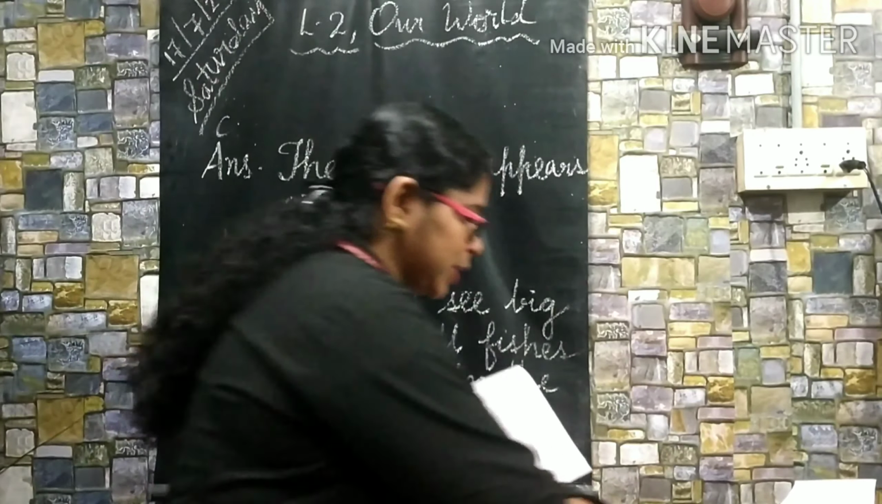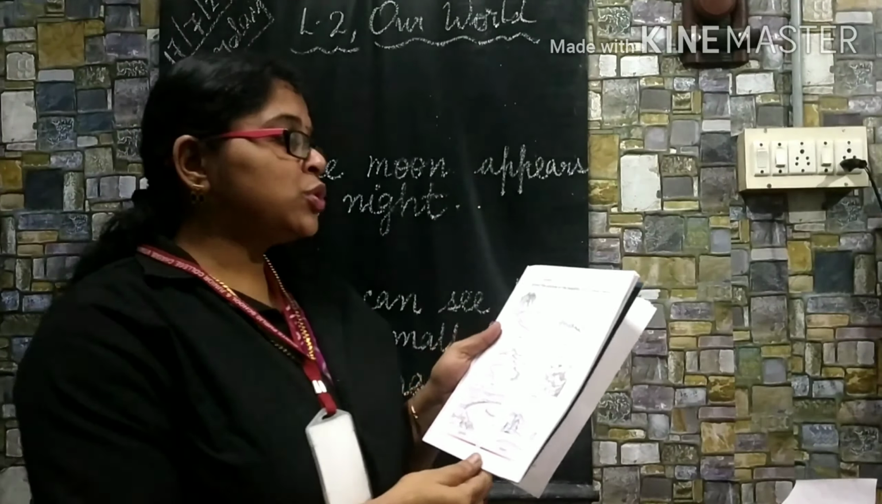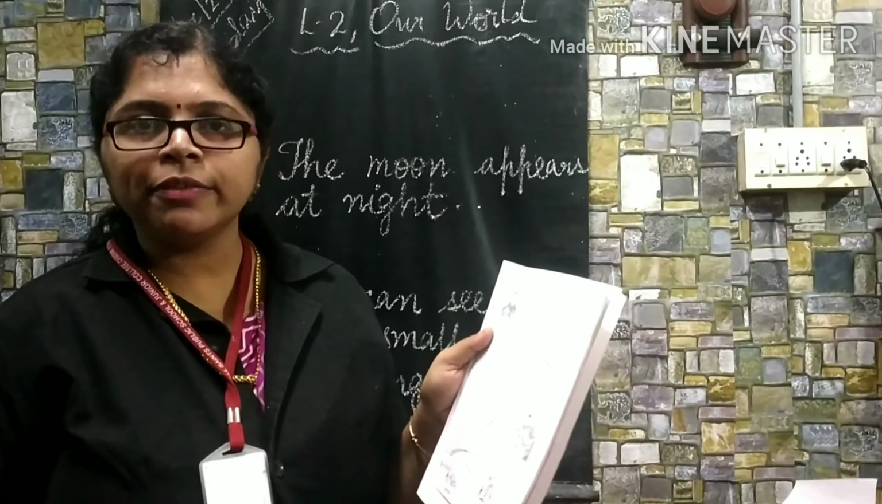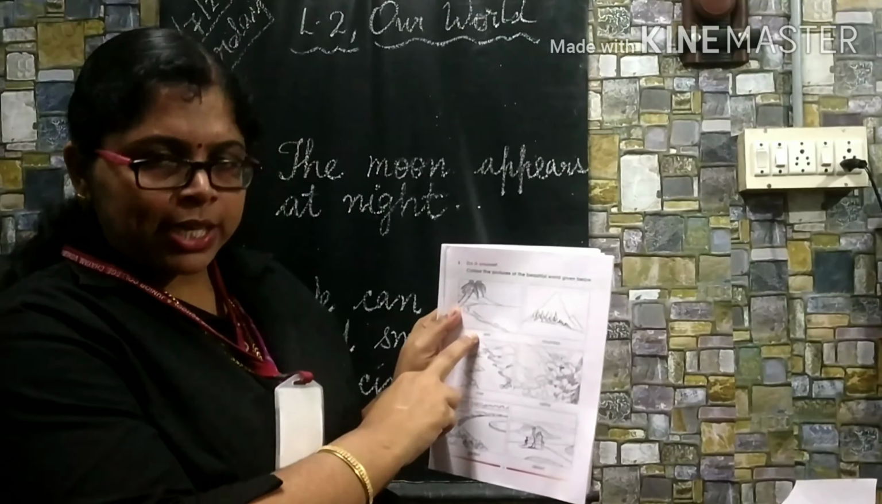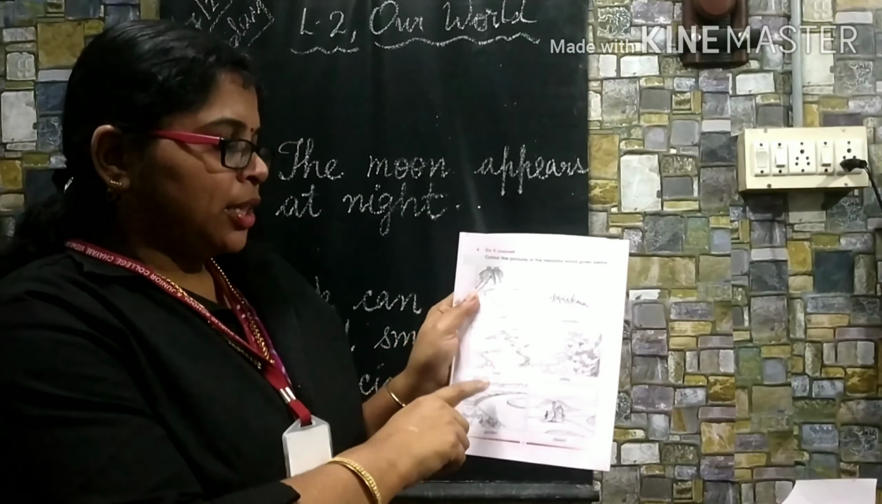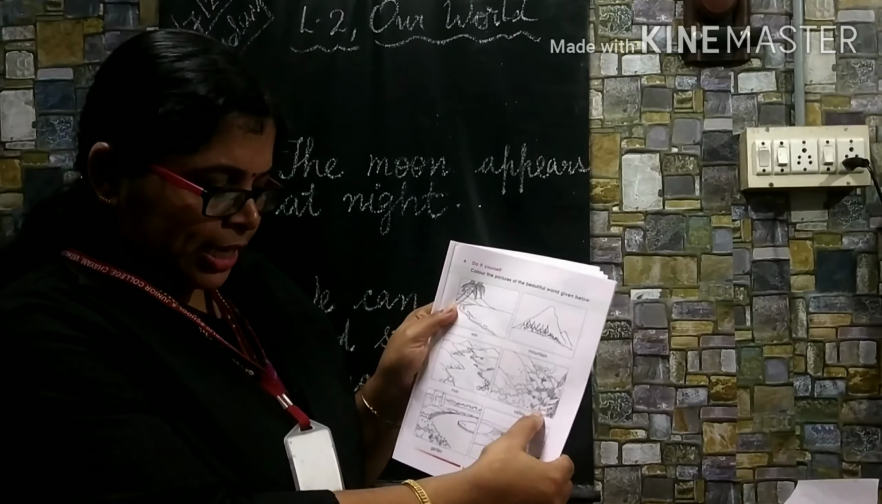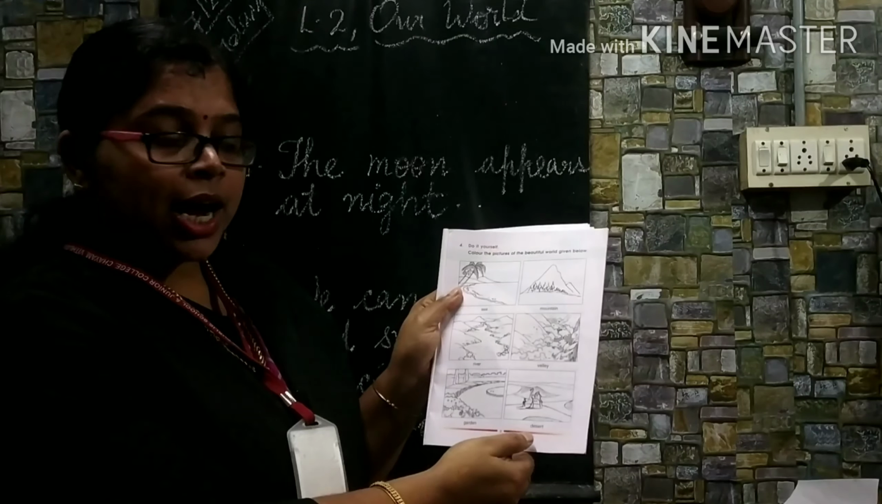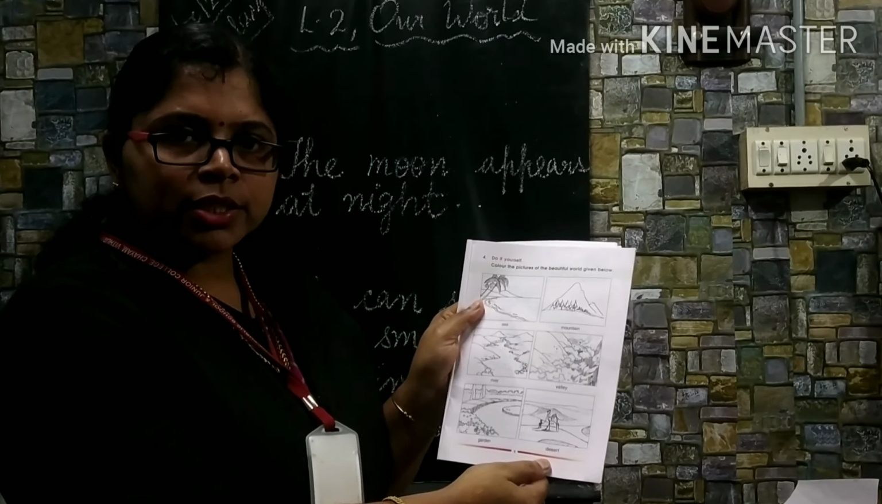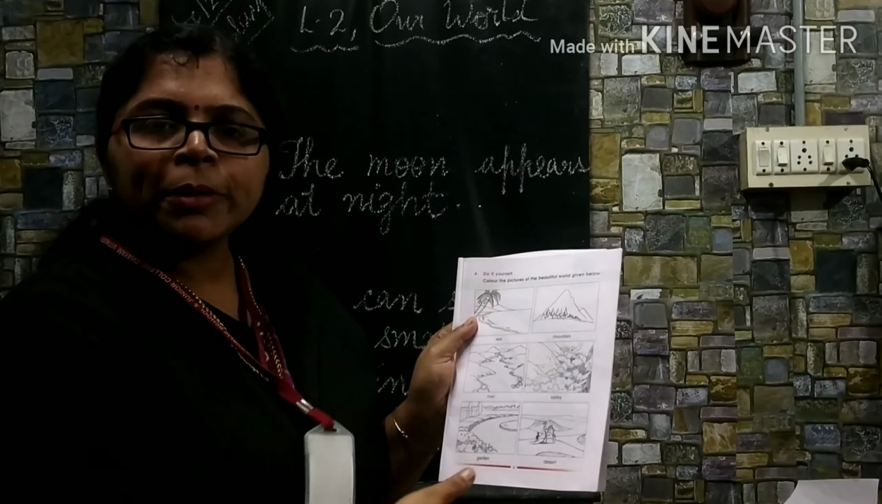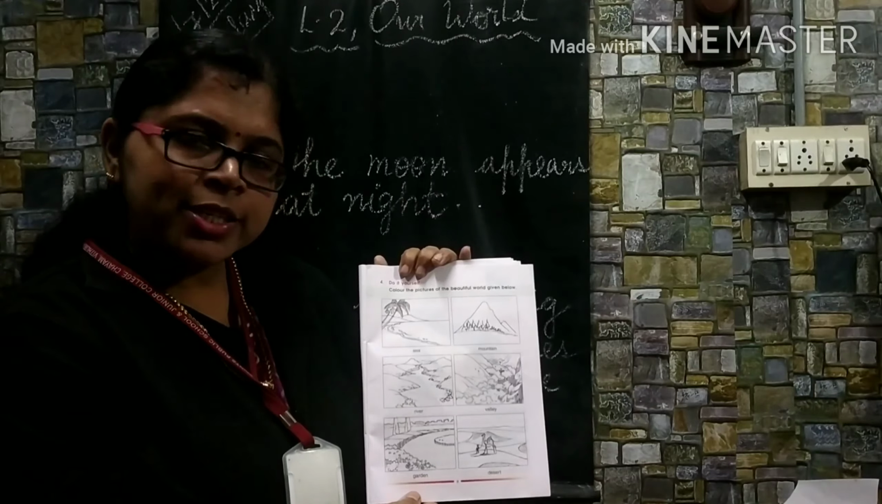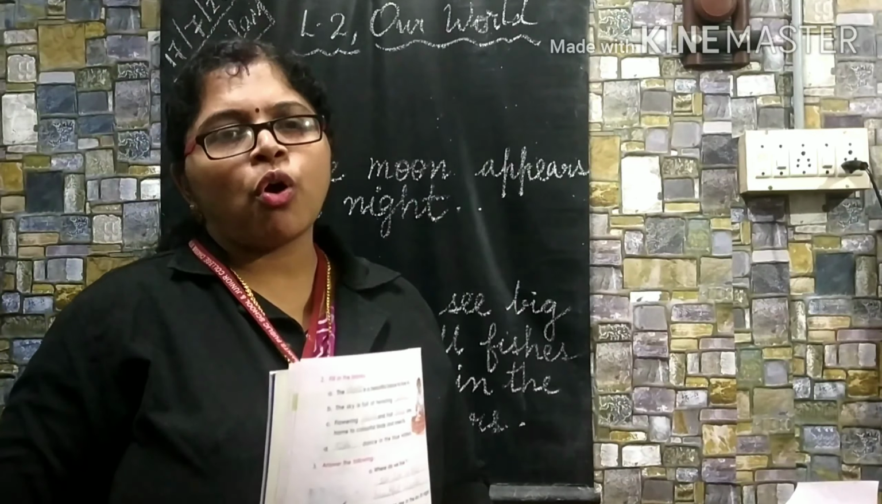Okay. Now children, come to your next page. This is page number 9. Now, color the pictures of the beautiful world given below. Can you see here? First one is sea. Second one is mountain. Third one river. Fourth one valley. Next garden. And the last one desert. So children, you will take your crayons and color it very nicely. Look at the beautiful picture. You can see the beautiful world, isn't it? Now children, you all have to watch the beautiful video of our world. Just watch it.